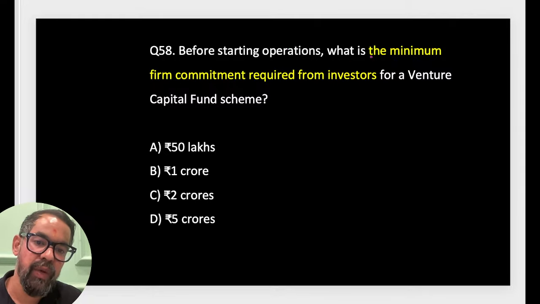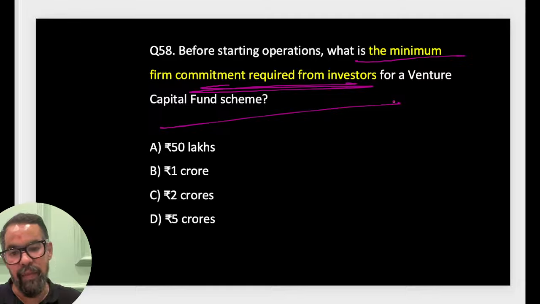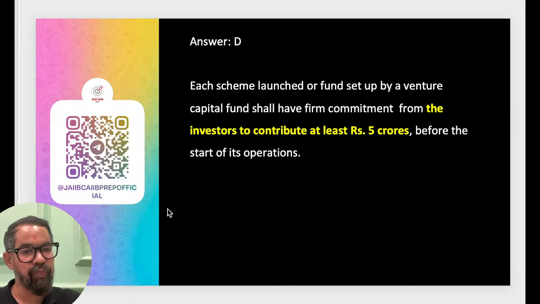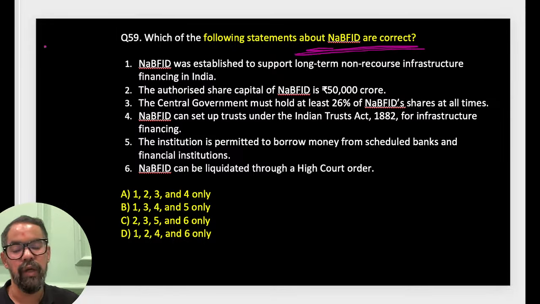Before starting operation, what is the minimum firm commitment required from an investor in a venture capital? Minimum requirement, how much is it? 5 crores, okay. So 5 crores will be the right answer for this particular one. NAFID, very important subtopic. So you can expect one question based on this.